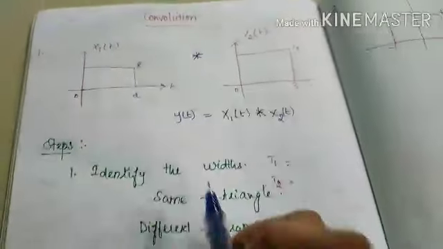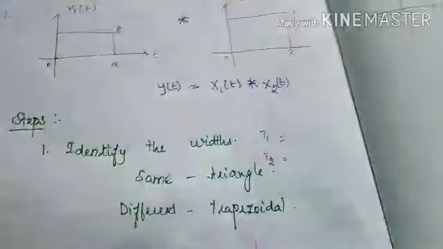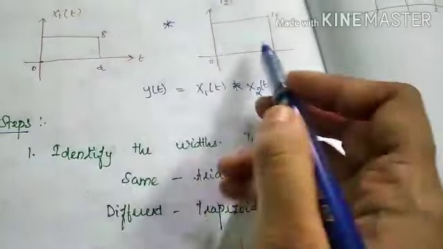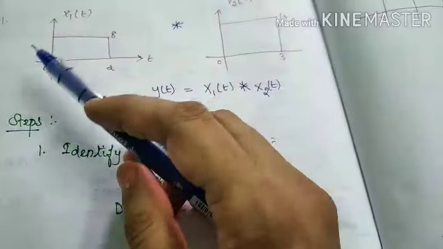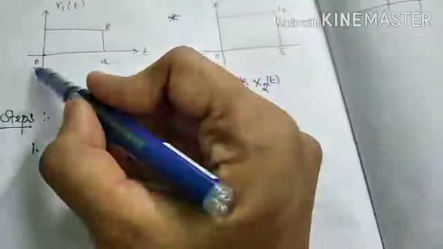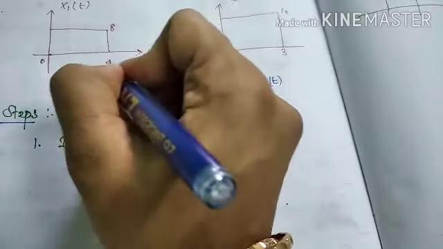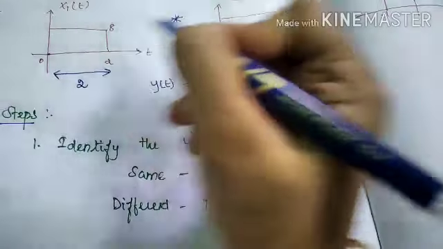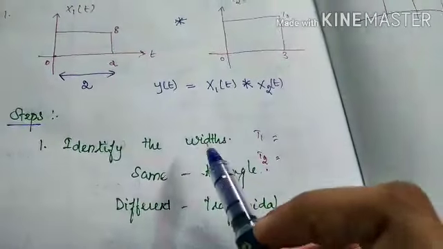First step, identify the widths. Width is nothing but the base of each input signal. First we will find the base of the input signal x1 of t. It goes from 0 to 2, so the base will be 2.